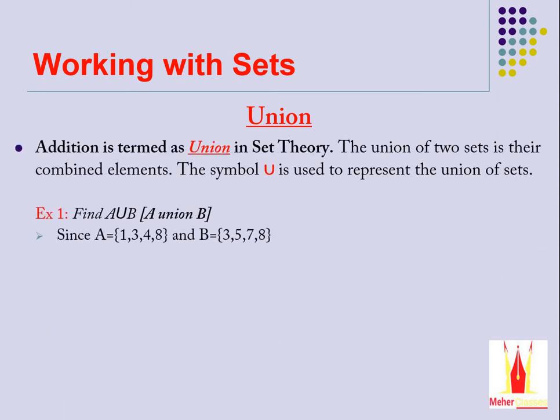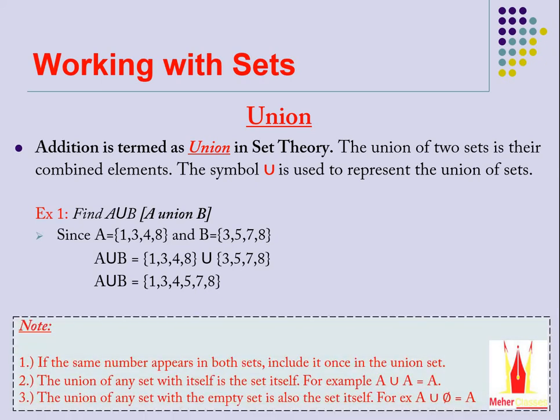If I want to find A union B, in A you have 1, 3, 4, 8, and in B you have 3, 5, 7, 8, as you have already seen. The resultant would be 1, 3, 4, 5, 7, and 8. Here you need to remember only one thing: whenever you find any number which is repetitive in nature, you just need to consider it only once. So here 3 and 8 occur in both A and B, so you just consider 3 and 8 only once. So the resultant is 1, 3, 4, 5, 7, and 8.